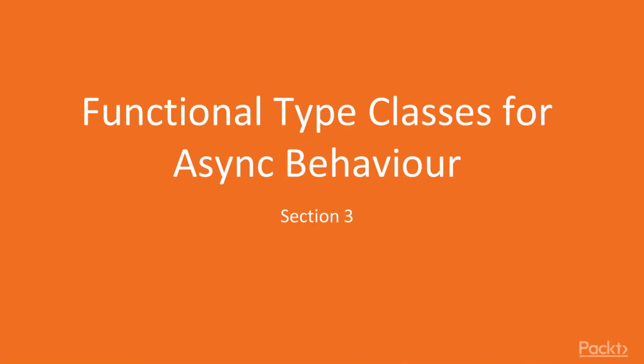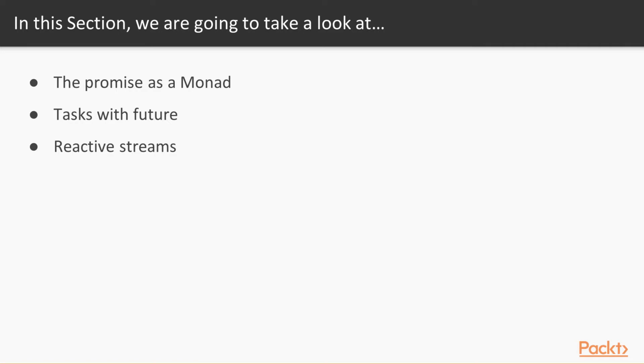Welcome to section 3. Now that we're familiar with the functor and the ultimate functor we call monad, we're going to look at ways to handle asynchronous code in our functional apps. After all, you can't build a JavaScript app that doesn't have a boatload of async logic, and once again, it'll be a great job for the monad.